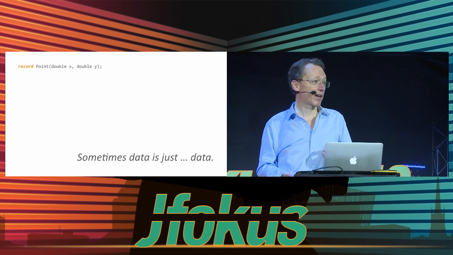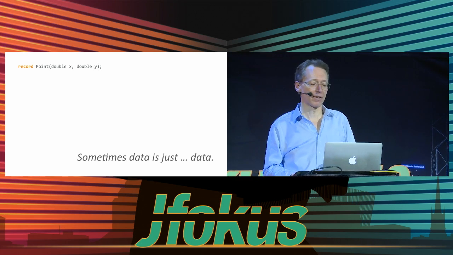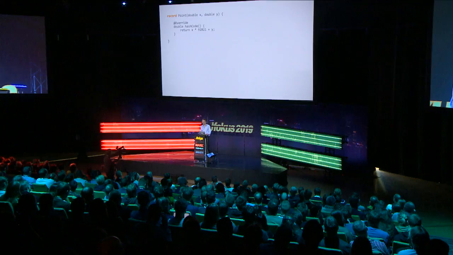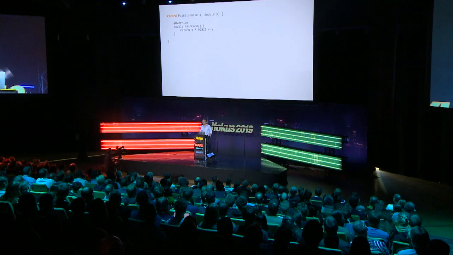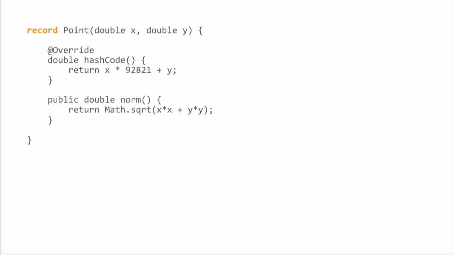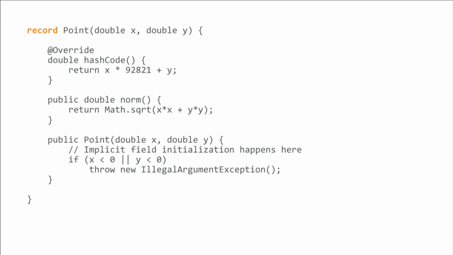So with records, there is a certain amount of customization that's possible. If you want to provide your own hashing algorithm, you can do that. You can override the default hashCode method. You can customize constructors. You can add methods. If you want to have the mathematical norm, you can do that. You can customize constructors to check preconditions on construction.